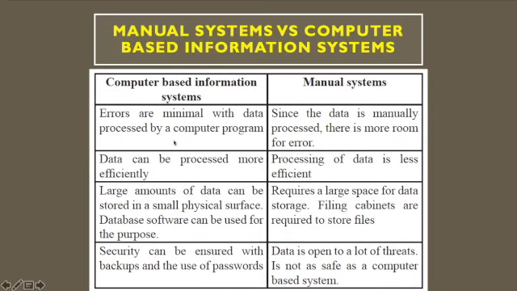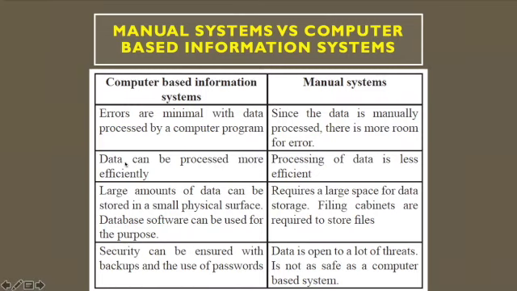The errors are minimal with the data processed by the computer programs. So in the computer based, one advantage is the data error is very much less. Very minimal error. Unless you enter it wrongly yourself, it will not give a wrong result. But what happened in the manual system? We are doing it manually, we are adding all the things. There are many chances of error. There is a chance of more errors.